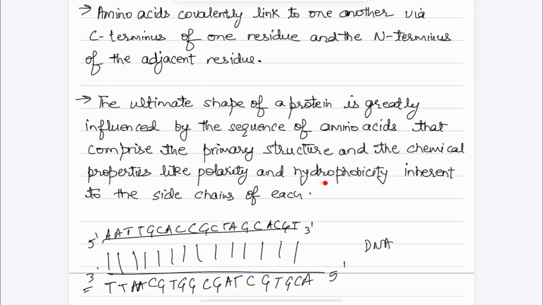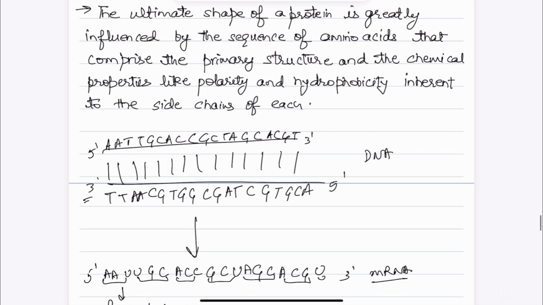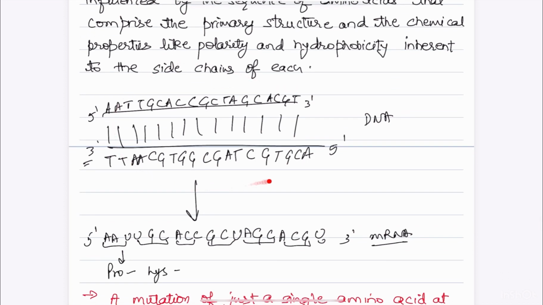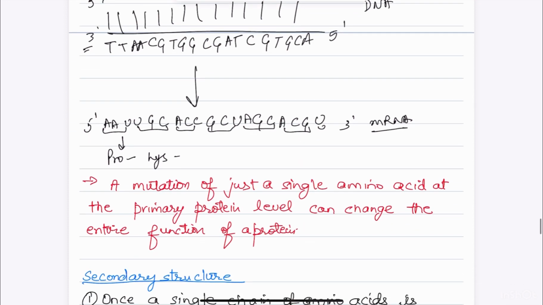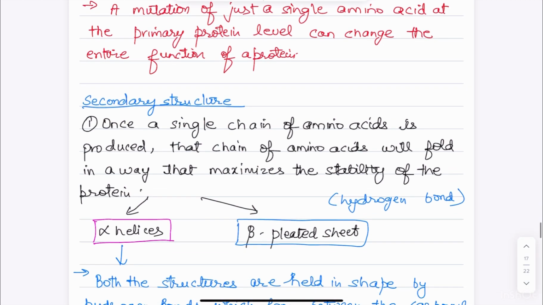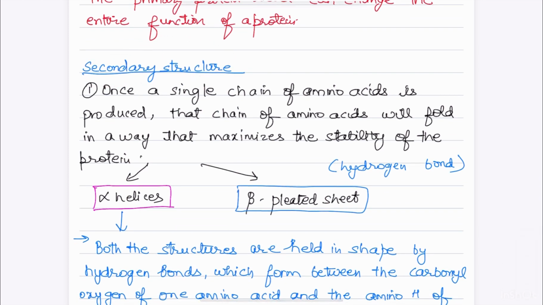Now, the ultimate shape of the protein is highly influenced by the primary structure, because that is the base of the building, where the building is the protein and the base is the primary structure. All these structures of proteins are derived from DNA, which is the master regulator. DNA is transcribed to mRNA, and then mRNA is translated via codons, which finally form a long polypeptide chain. And if there is even a single mutation in any of the amino acids, it can change the entire function of a protein.